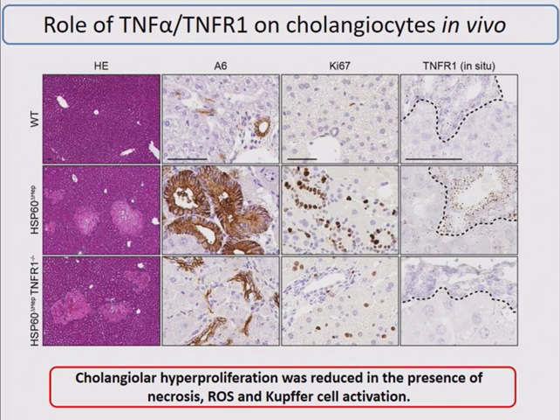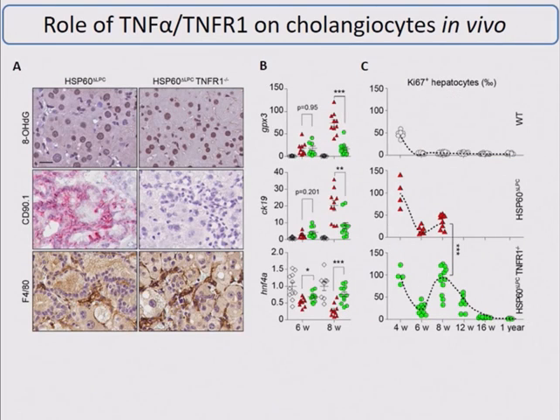This is just a control for the lack of TNF receptor 1 expression. So proliferation is gone. This is an A6 oval cell marker. You've heard about this today for these cells that might contribute to the preneoplastic lesions. But most importantly and strikingly, as I've told you, since TNF receptor 1 is downstream, ROS levels were still high and Kupffer cells were still activated.